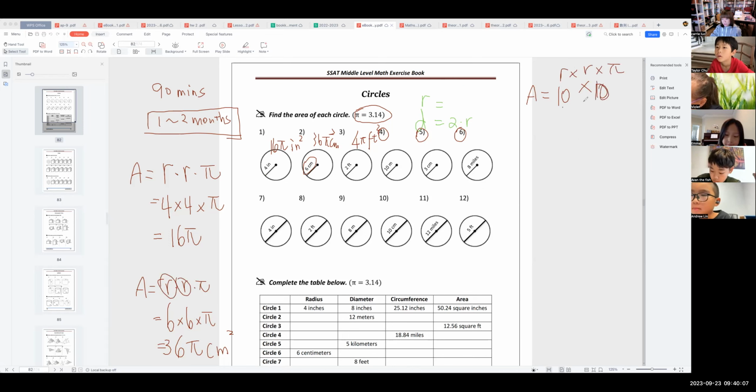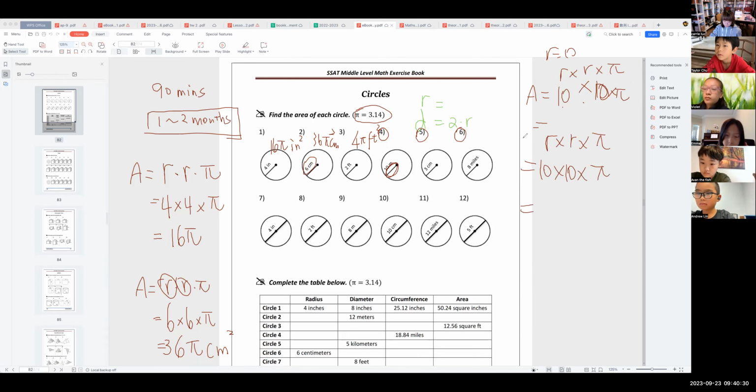So r, so 10 times 10 times what? Pi. Yeah, so r equals 10. So radius is 10. If you have the equation r times r times pi, it's 10 times 10 times pi. Get it? So 10 times 10 equals what? 100. Very good. So it's 100 pi. Understand? Okay, so number 5, number 6, you do yourself, okay? Starting to calculate.